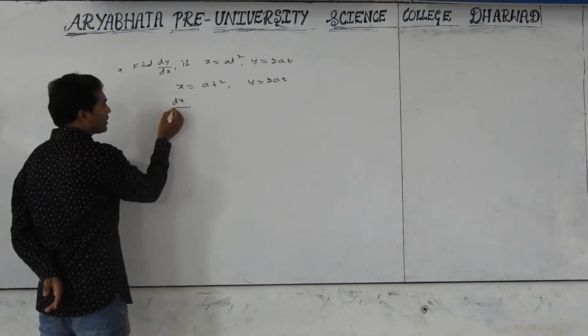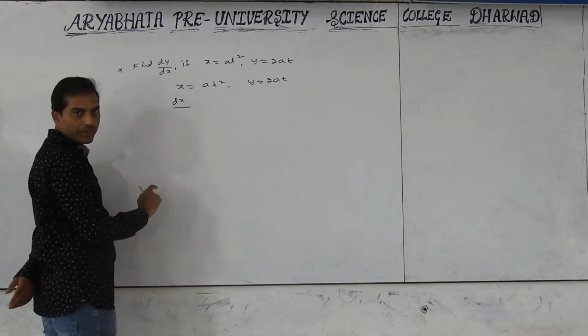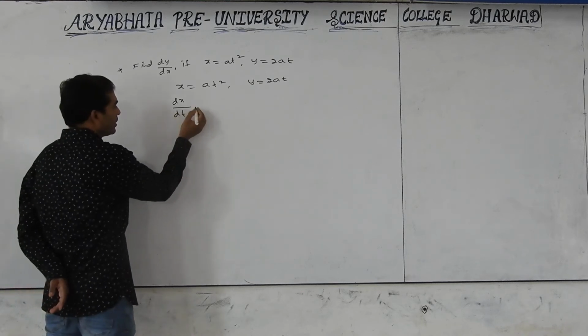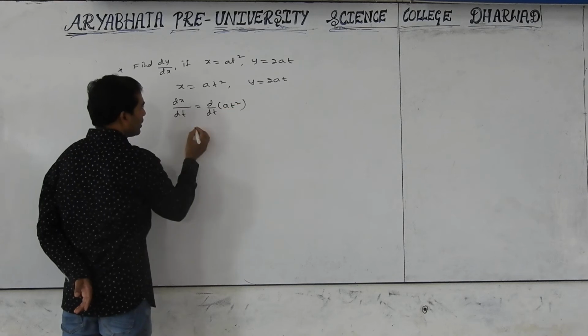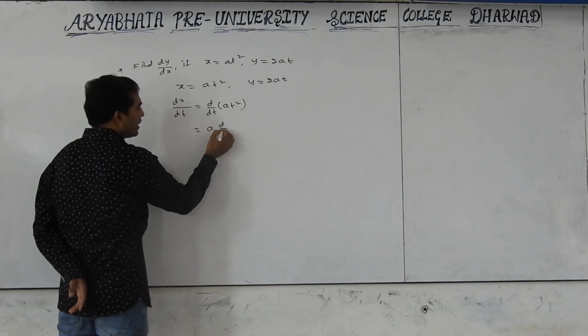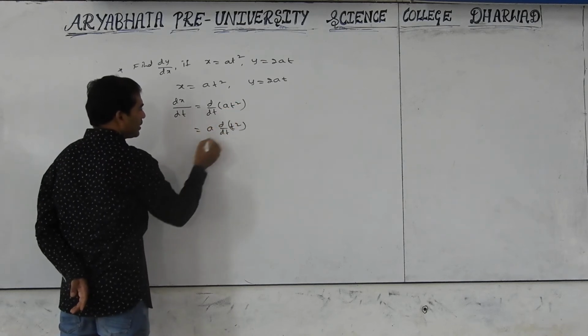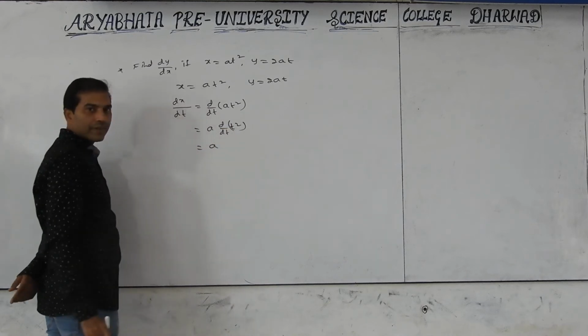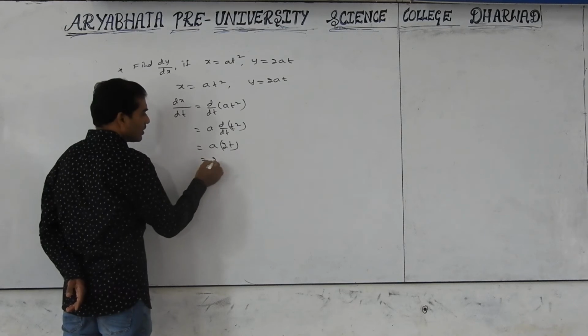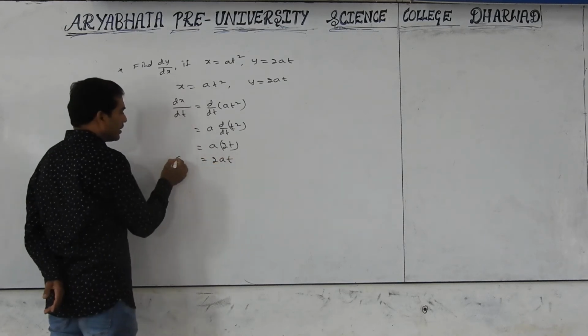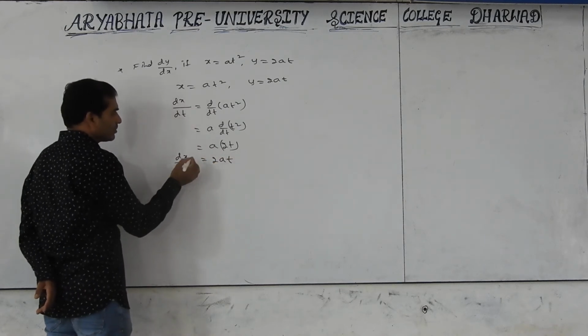Differentiating with respect to t, we have dx/dt equal to d/dt of a t square. A is a constant, d/dt of t square is 2t. So a into 2t, which is equal to 2at, is dx/dt.